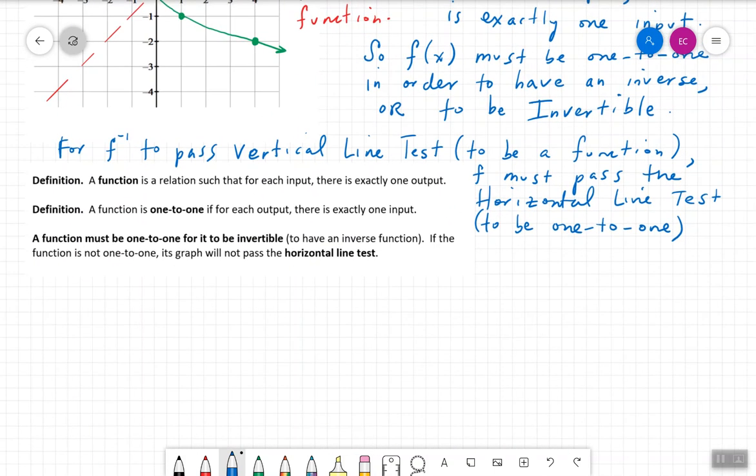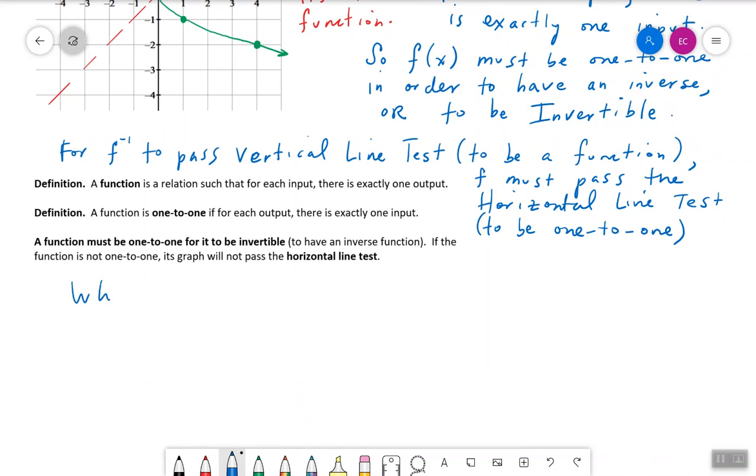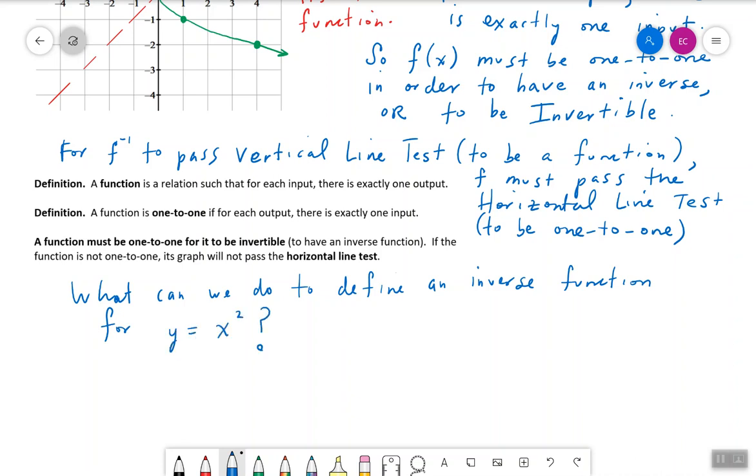So actually, let's come down here to the bottom. What can we do to define an inverse for y equals x squared? And the answer is restrict the domain. And so what that means is that we can't find an inverse for the entire function y equals x squared, so we're going to have to do the next best thing. We're going to find an inverse for as much of it as we can.